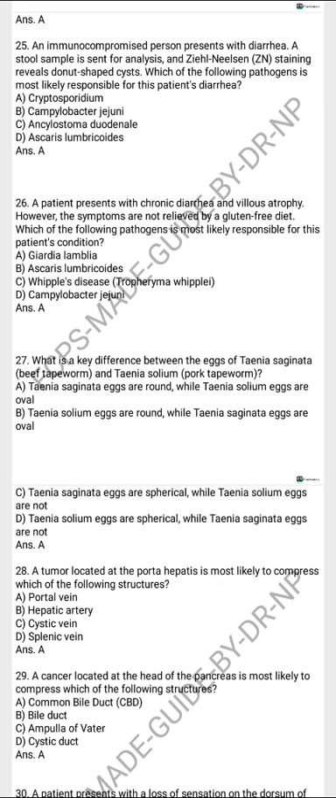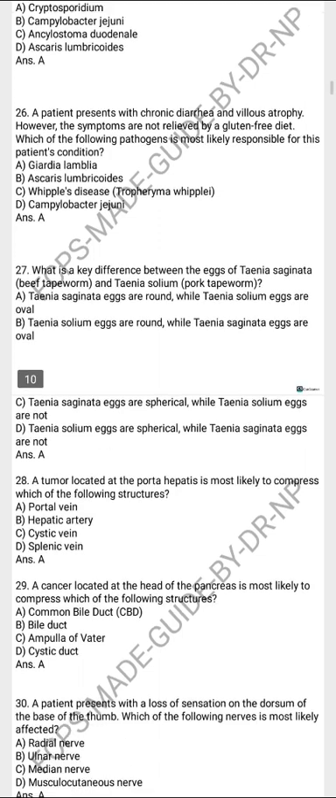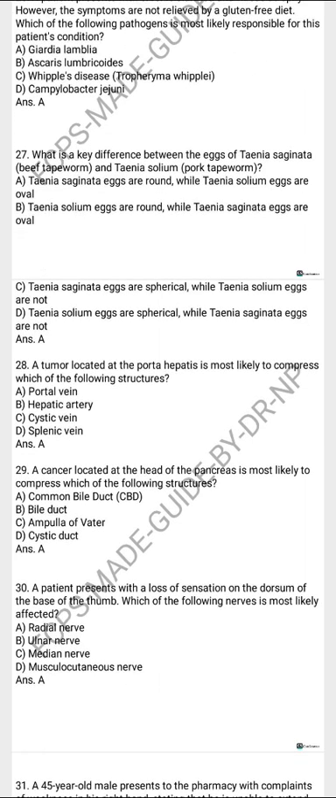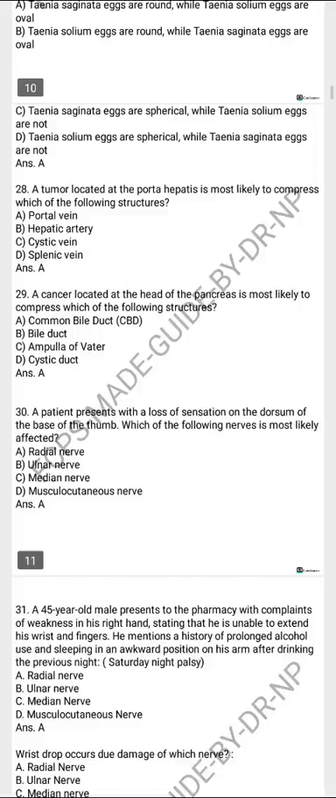The key difference between the eggs of Taenia saginata and Taenia solium is that Taenia saginata eggs are round, while Taenia solium eggs are oval. A tumor located at the porta hepatis is most likely to compress the portal vein. A cancer located at the head of the pancreas is most likely to compress the common bile duct. The patient presents with loss of sensation over the dorsum of the base of the thumb. The following nerve is most likely affected: the radial nerve.